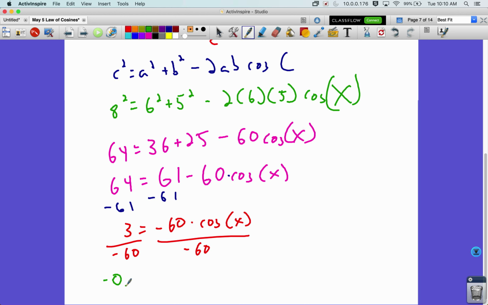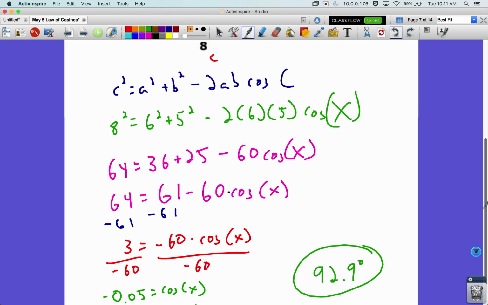But now we've got negative 0.5 equals cosine of x. Take the inverse cosine, check what mode you're in, because that's what unit you're going to get your answer in. And I get 92.8. We'll do 92.9 degrees.